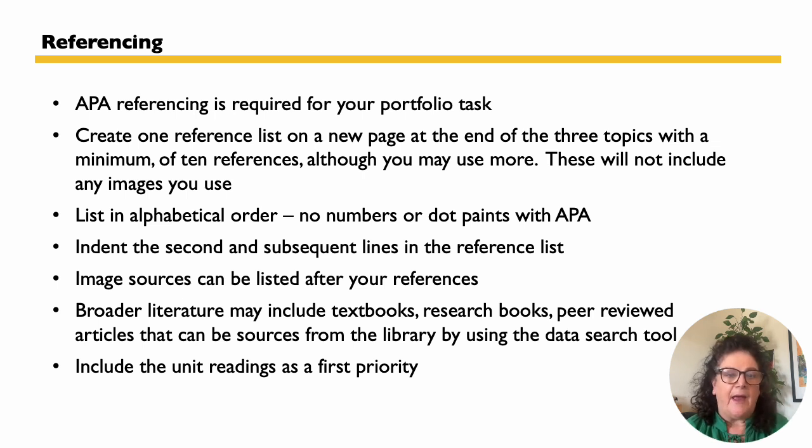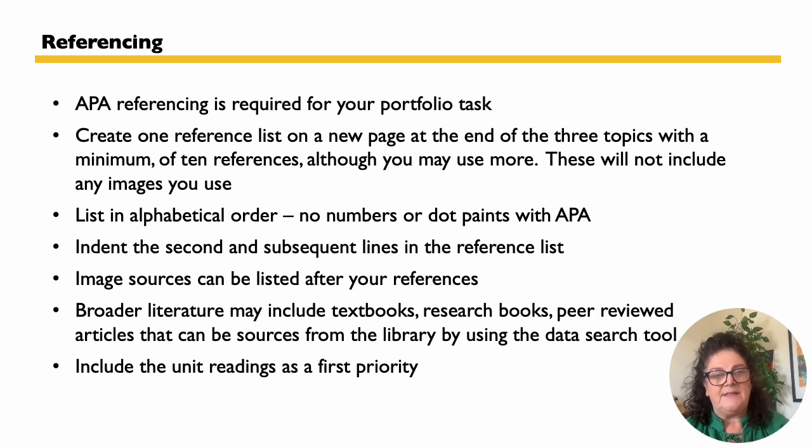Referencing. APA referencing is required, as I said. Some people didn't create a reference list on a new page, so do that. Some people put their references at the end of the 3 topics. So it's really helpful if you make sure that your reference list is always at the end. If you're referencing images that you've used in your newsletter, add them to the reference list, just after your references. Just do a heading, image references, and you can include the name of the image if you can find it, and the link if you found it online. Go and have a look at how APA does that.